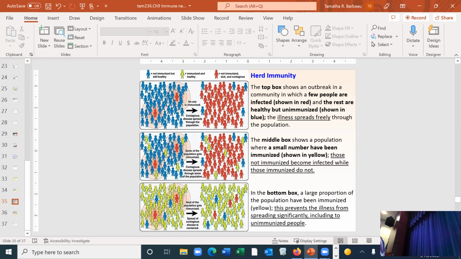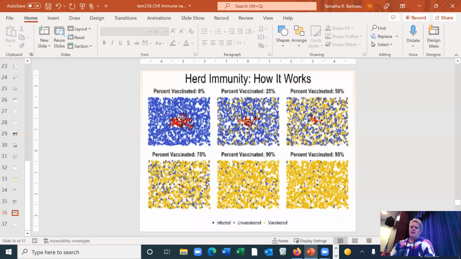Imagine these blue people were people taking immunosuppressant drugs or had immunosuppression from a disease they're battling or other things that made them extremely vulnerable. They're protected because vaccinated people are the ones around them, not the unvaccinated sick people. So that's herd immunity. Does that explain all those things pretty well for you?